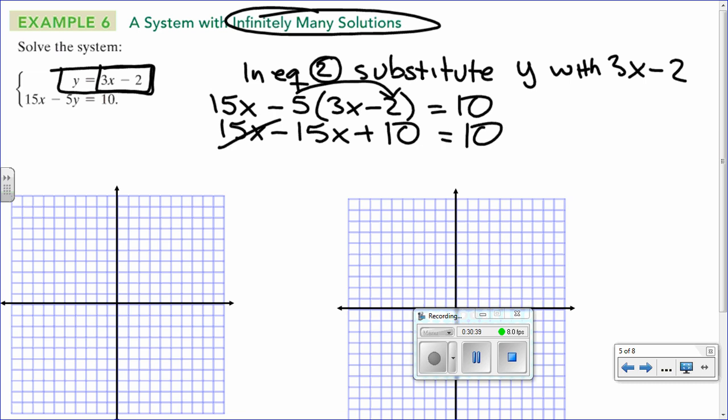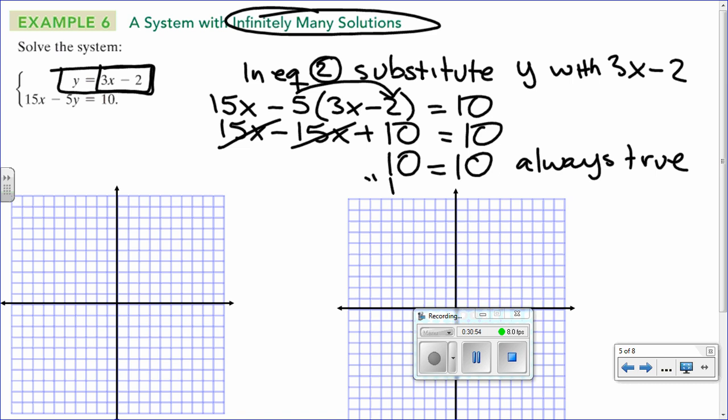And so here you could see 15x minus 15x is 0. So now we have 10 is equal to 10. And that is always true. So what you get here, this is called an identity. And so this one will have infinitely many solutions, but those solutions have to still satisfy both equations.